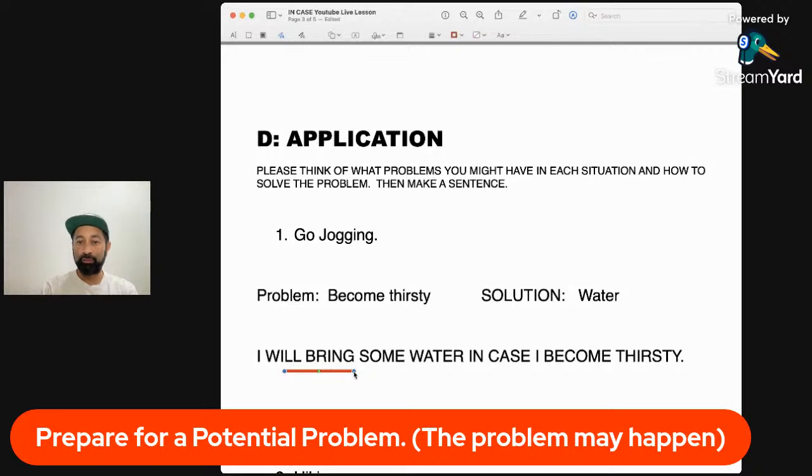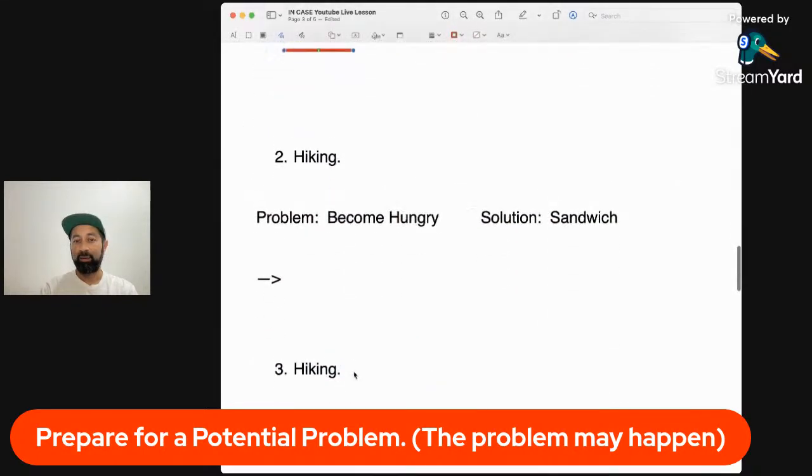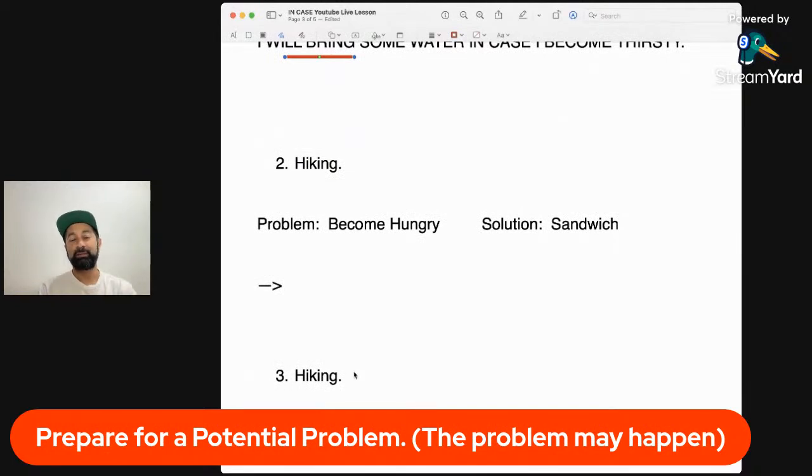So from number 2, if we look at number 2, the theme, the scenario, the situation is hiking. I want you to imagine you are going to go hiking. The problem is become hungry. You know, when I go hiking, I often become hungry. So how do I prepare for that problem? I prepare a sandwich. So let's use that information, put them together, and let's make a sentence.